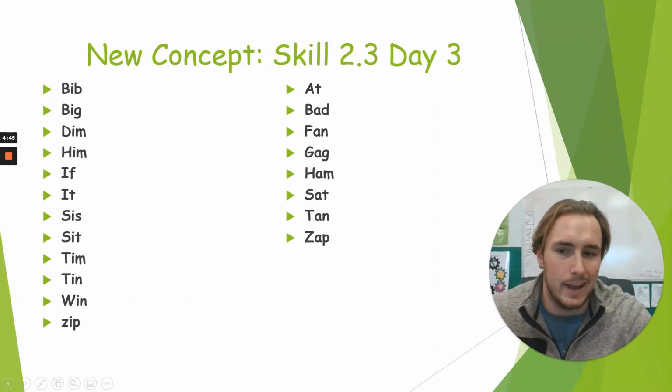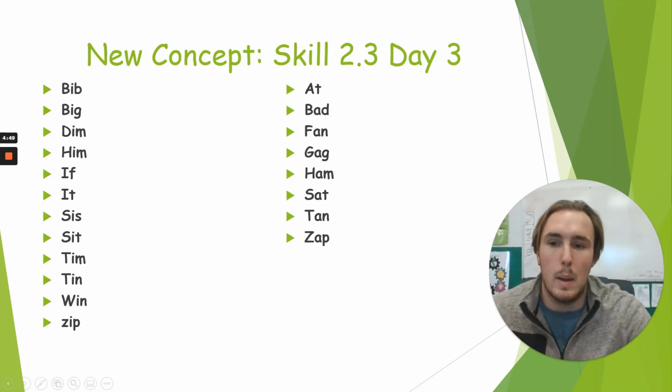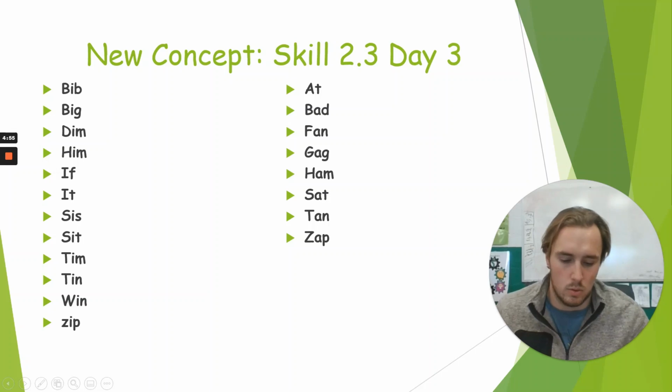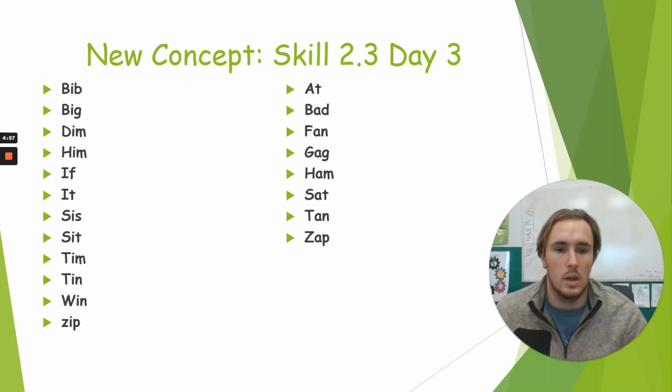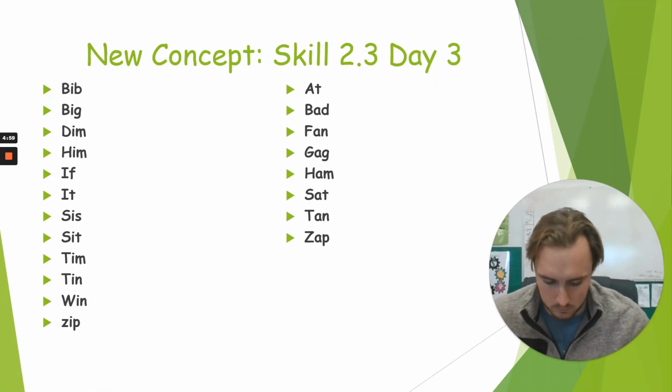I write down I. I write down B again, B, and then all together, bib. Okay, so that's what I want you to do with this one. So you can pause the video if you need to. Otherwise, we're going to keep going.